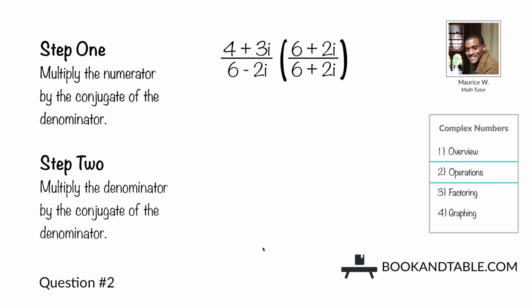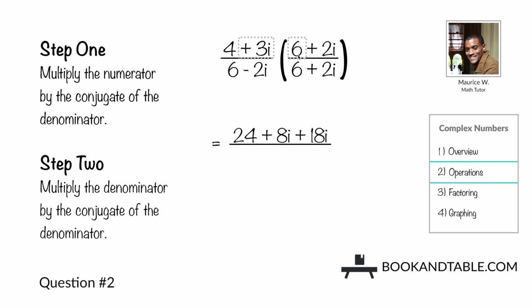Question number 2. You were asked to find the quotient of 4 plus 3i divided by 6 minus 2i. Step 1, multiply the numerator by the conjugate of the denominator. Since the denominator is 6 minus 2i, the conjugate is 6 plus 2i. So 4 times 6 is equal to 24. 4 times positive 2i is positive 8i.